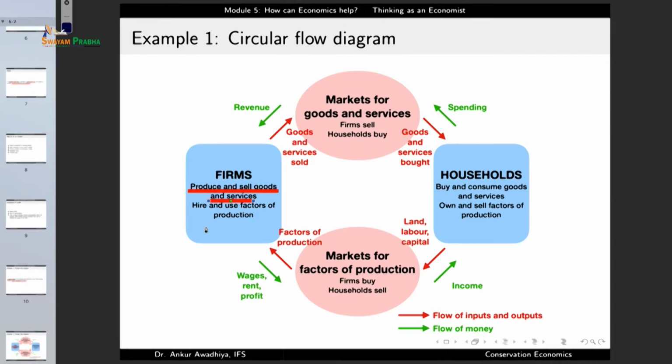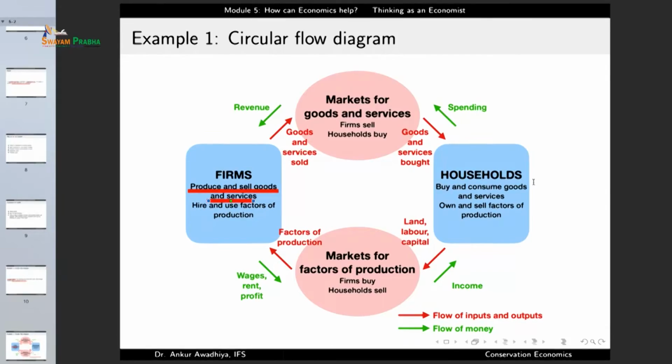So you can understand a firm easily by visualizing, say, an industry. Now, an industry is manufacturing certain goods or it is providing certain services, and to manufacture these goods and services, it requires labor. So, how will it get labor? It will hire labor, it will employ people. So, a firm is the set of entities that produce and sell goods and services, and for production they hire and use the factors of production. Factors of production means they are using land, labor, and capital.